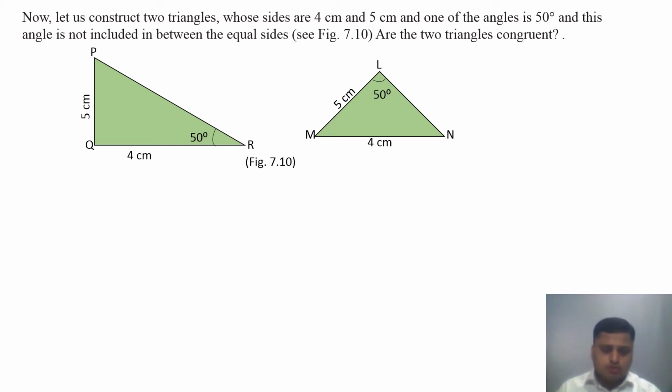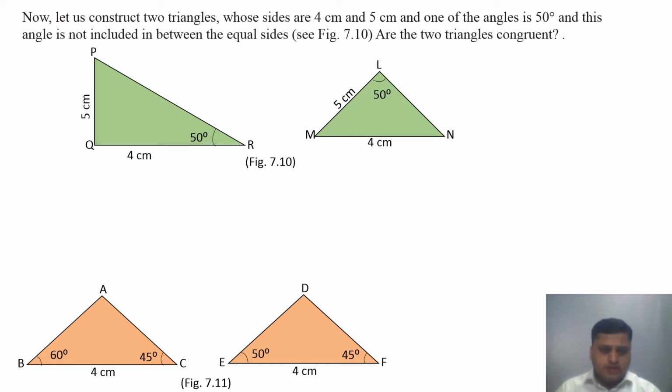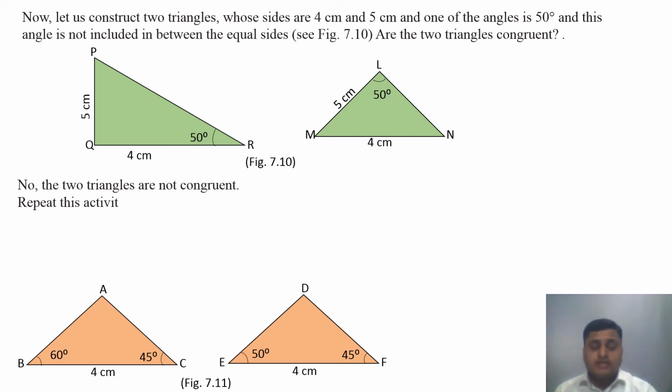Okay, are these two triangles congruent? No, these two triangles are not congruent. Why are they not congruent? Because such a type of congruency criterion does not exist.